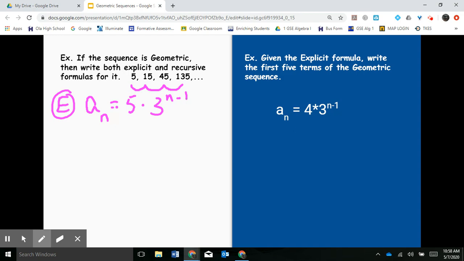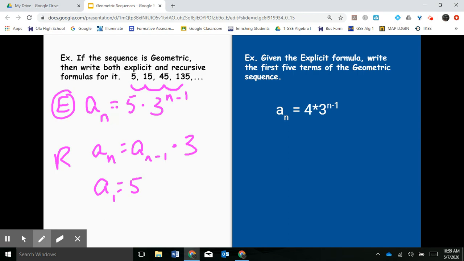That's all you're doing, you're taking those two numbers, the first term and the common ratio, and putting them into the formula. Since it's a formula, the n stays as an n. The recursive formula is the same thing. A_n equals A_(n-1) times the common ratio, which we said was 3. And then down here, all you do is say A_1 equals 5.